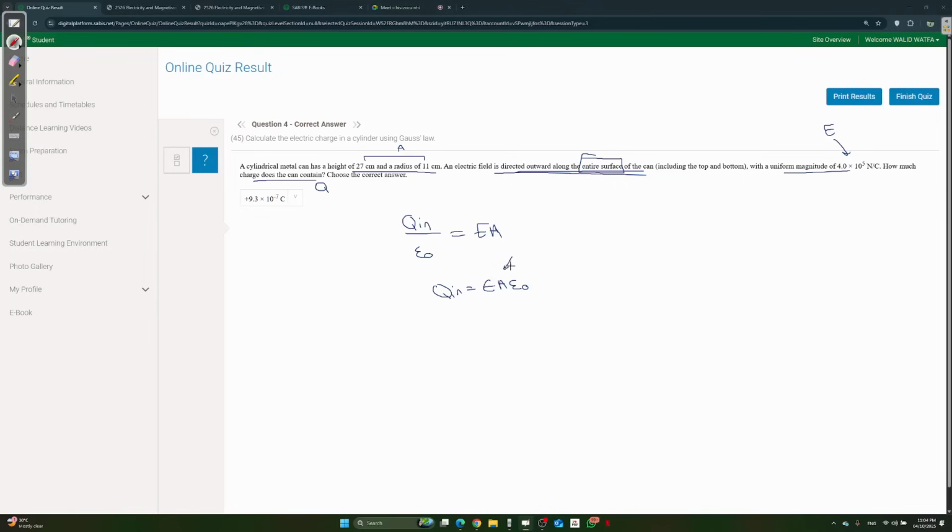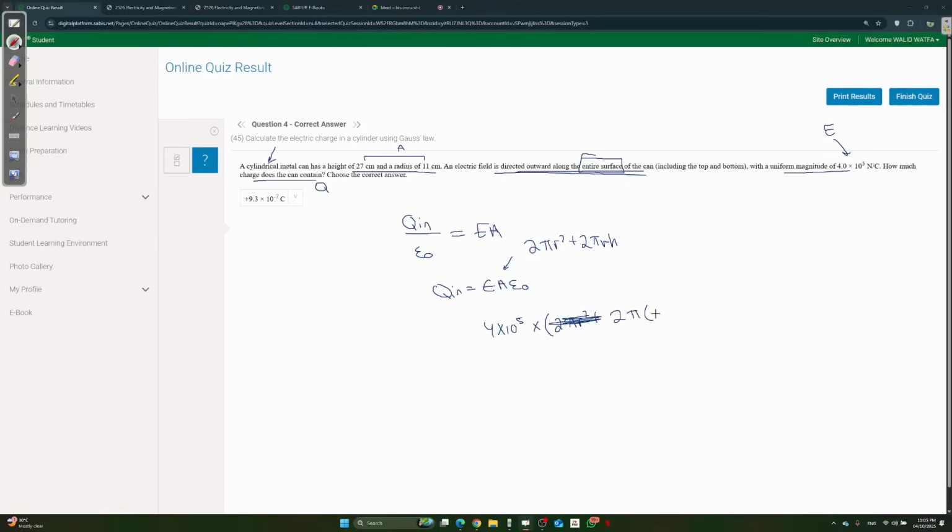So which area am I going to find? The entire surface area. And since it's a cylinder, what's the entire surface area of a cylinder? It's 2 pi r squared plus 2 pi r h. Okay, so let's find it. E is 4 times 10 to the 5. A is 2 pi r squared plus, sorry, let me actually put the numbers.